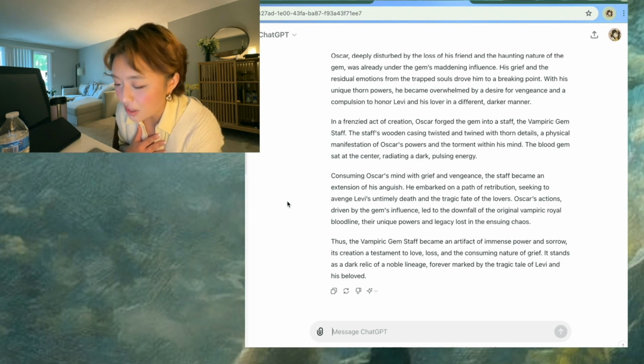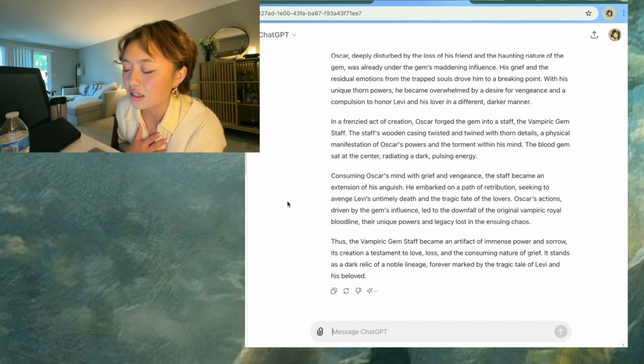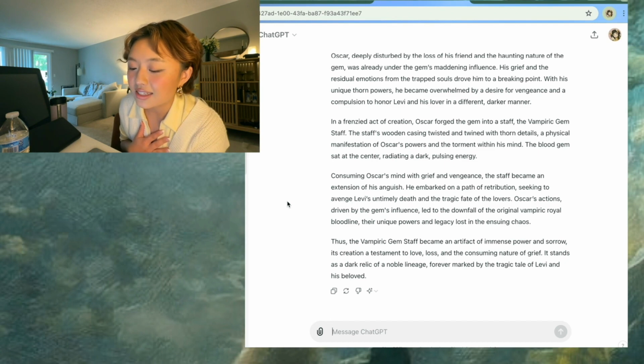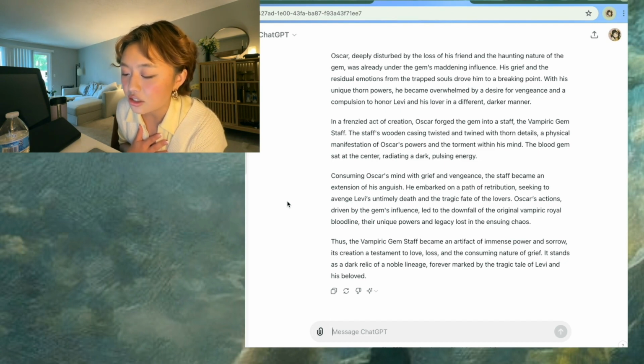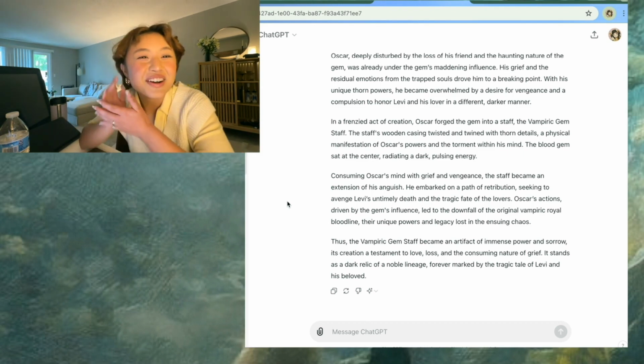Thus, the vampiric gem staff became an artifact of immense power and sorrow, its creation a testament to love, loss, and the consuming nature of grief. It stands as a dark relic of a noble lineage, forever marked by the tragic tale of Levi and his beloved.